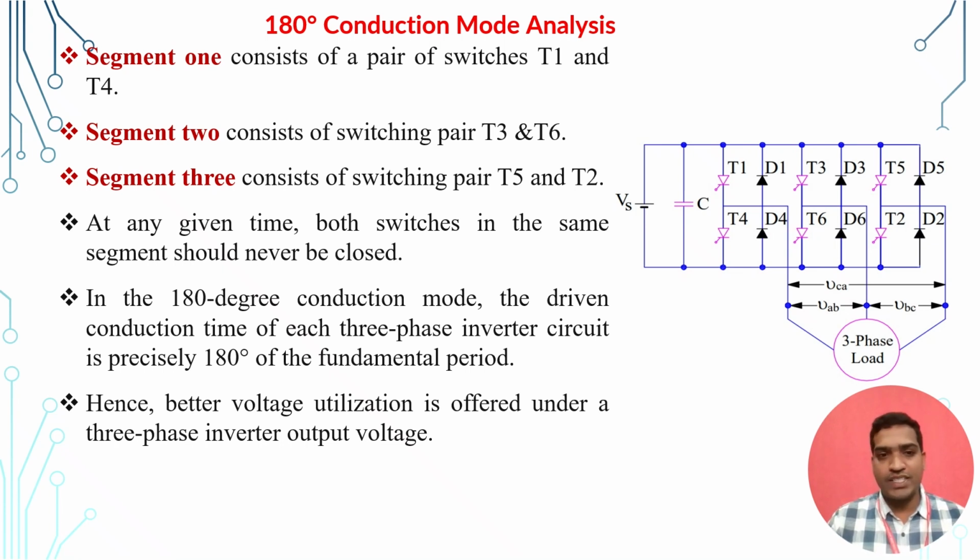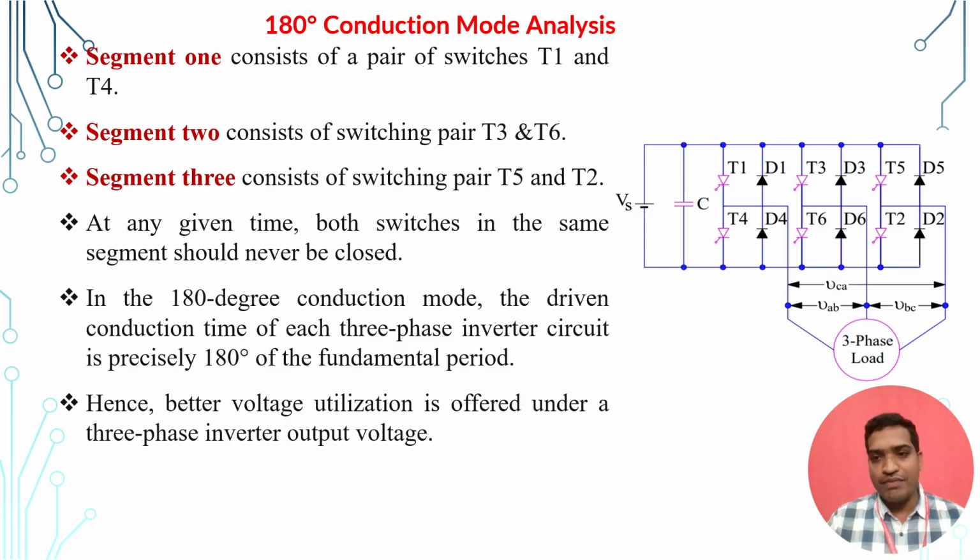Two groups of thyristors are there. The positive group thyristors are in the upper leg of the inverter circuit, named T1, T3, T5. Similarly, in the lower leg we again have three switches, which are T2, T6, T4. And these three are all called negative group thyristors.